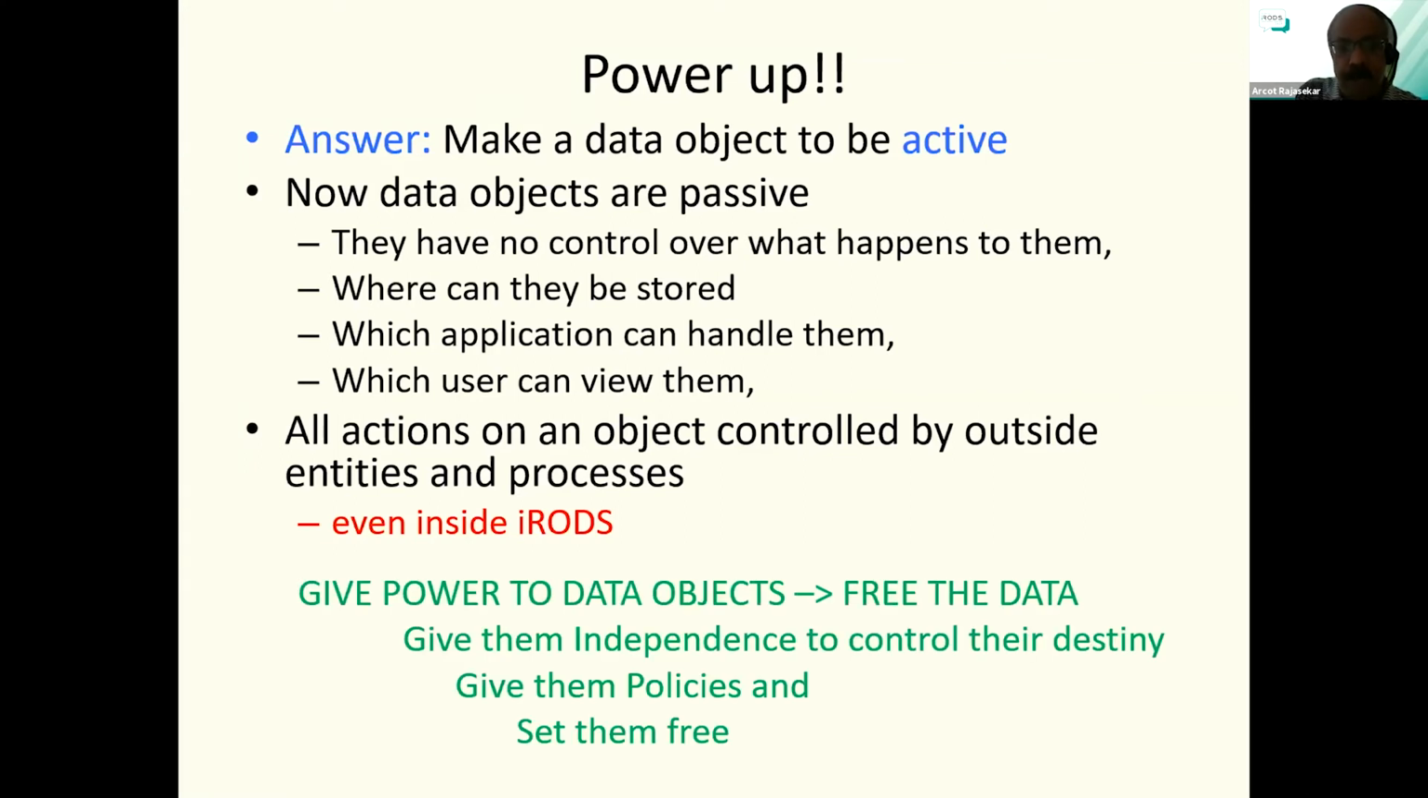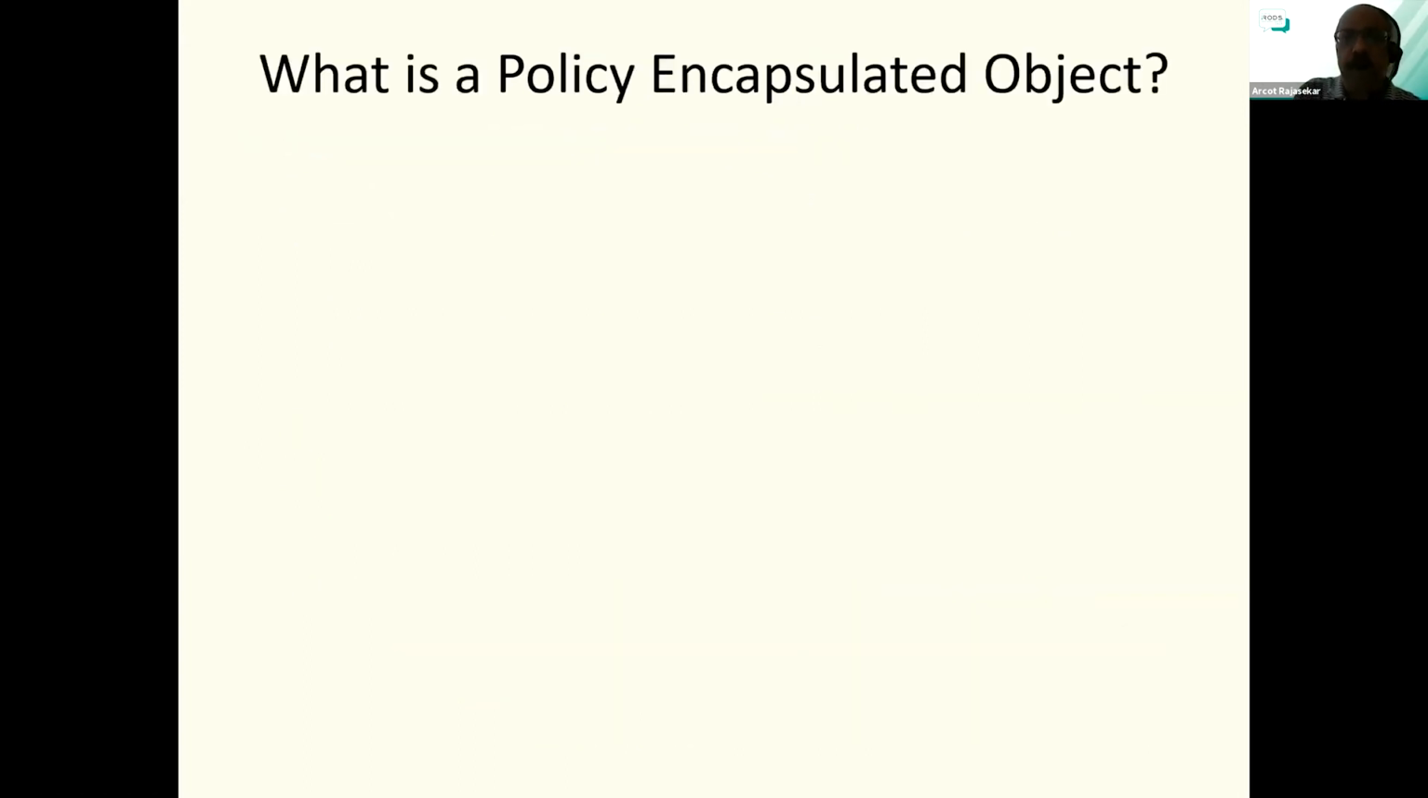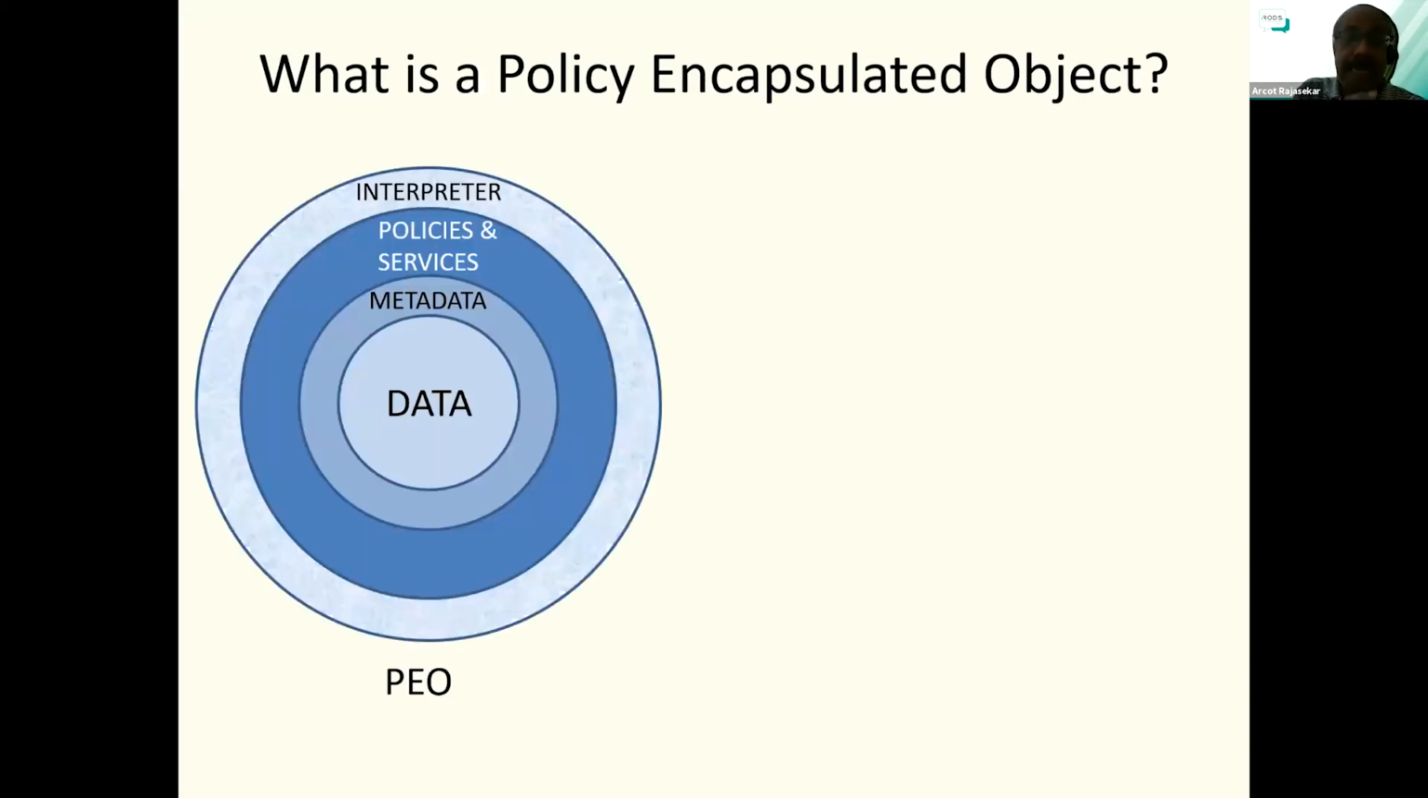What we would like to do is give power to the data, free the data, give it the policies, make them attachable to that particular data, set it free, and then use it. So that is where the PEO, or Policy Encapsulated Object, comes in. What is it? It is basically data not in isolation, but data surrounded by its own metadata, its own policies and services, and even an interpreter which is attached to it.